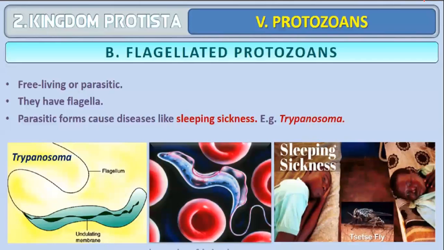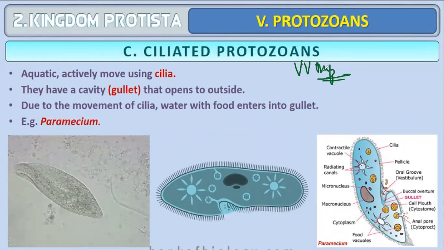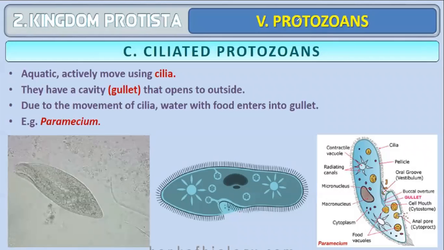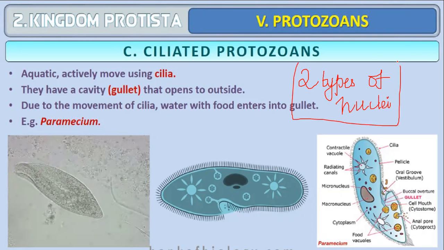Not ciliated epithelium, it's ciliated protozoan. Very, very important one. This ciliated protozoan moves with the help of cilia. They have a cavity called the gullet that opens to the outside. Due to the movement of cilia, water enters the gullet. Example is Paramecium. The most important point regarding this is that ciliated protozoans have 2 types of nuclei: a large macronucleus and a small micronucleus.